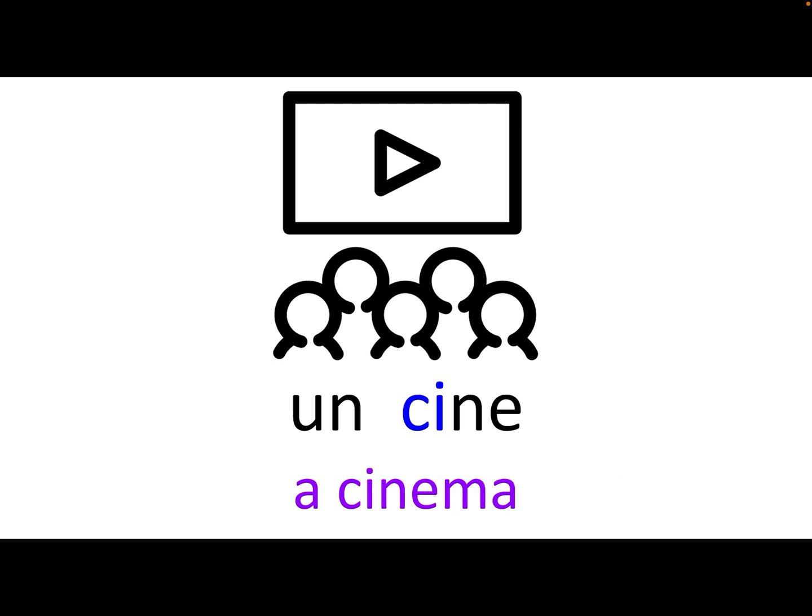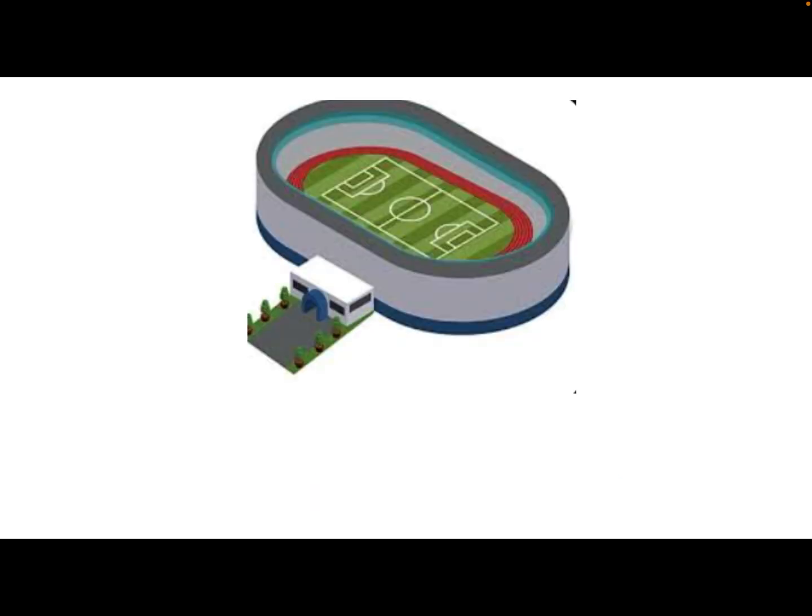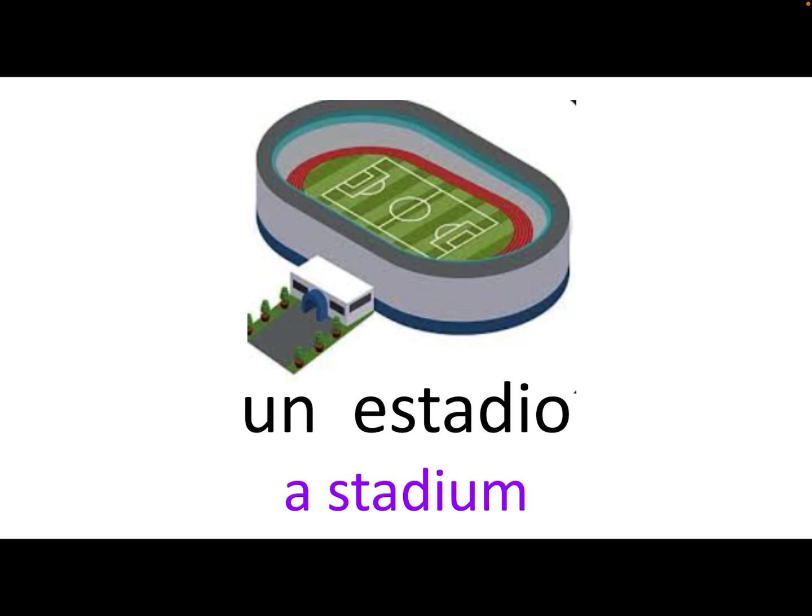So a cinema is un cine. Notice the same sound as ciudad, cine. Un cine. Nice and short. And look, it's the same four letters as the English word, so hopefully easy to remember. A stadium. Un estadio. So you've got stad in the middle of it. You just need an e at the beginning and to change the ending to io. Un estadio.